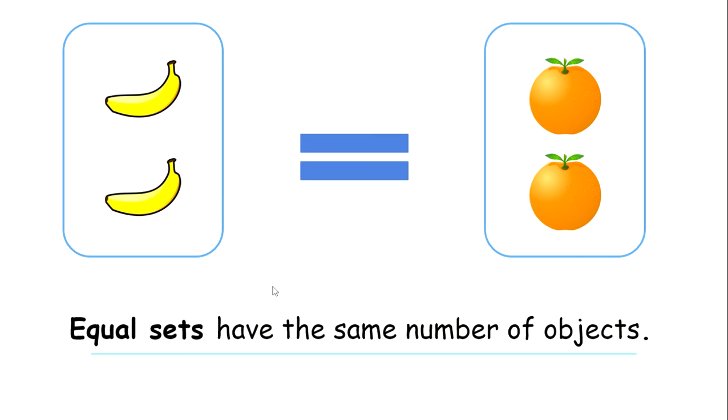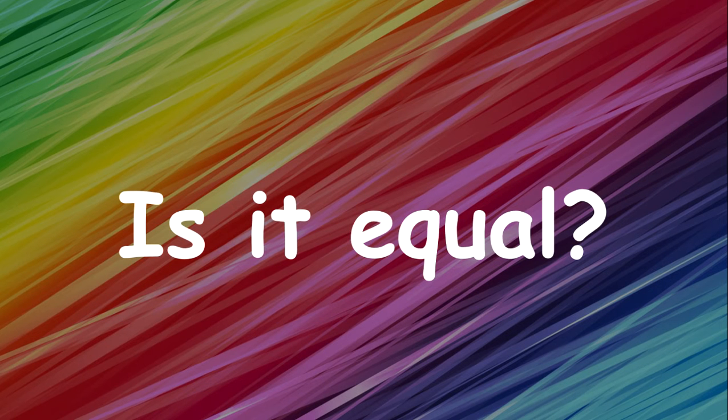So when you're dealing with equal sets, you're focusing on the number. Remember, sets can have the same objects or different objects. Equal sets have the same number of objects. So even though they are different things, they are equal in number, in value. So here is an equal sign to show that the sets are equal, meaning that they have the same number of things in them. Alright, now we're going to be looking at some sets and we're going to be deciding, is it equal? We're going to be looking at the number of objects in the set and we're going to decide if it's equal or not equal.